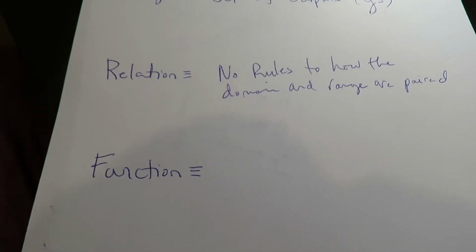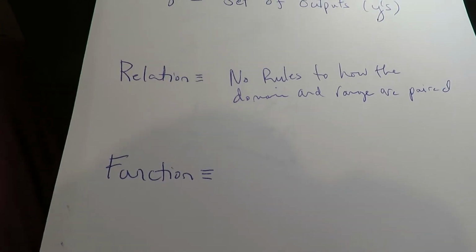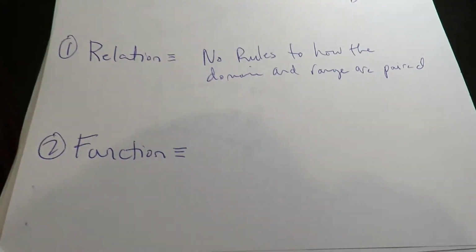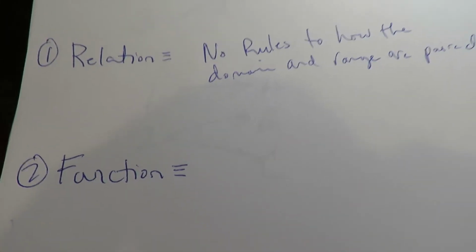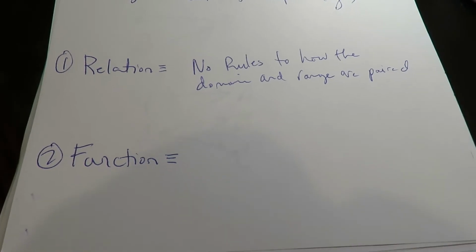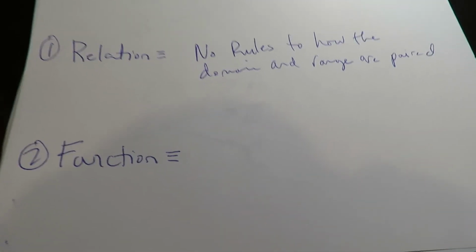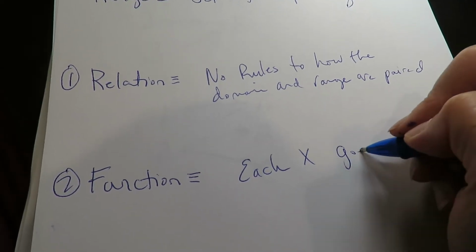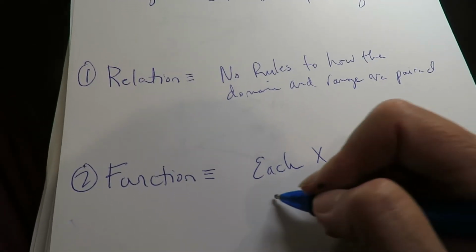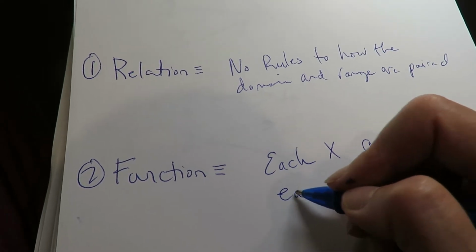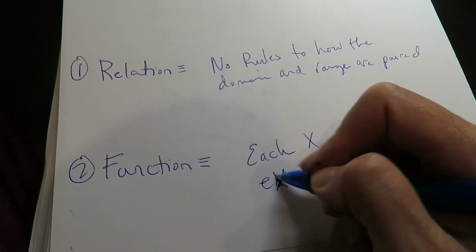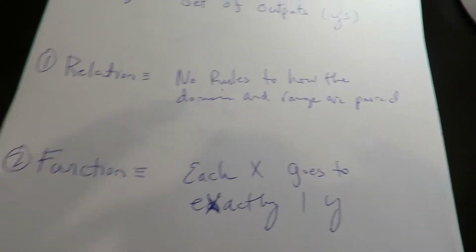Now, once you get to a function, that's like the second level up. So if this is like the first level, this is the second level. This is more sophisticated. If you have something that is a function, it has to follow a particular rule. And the rule is each x goes to exactly 1y.